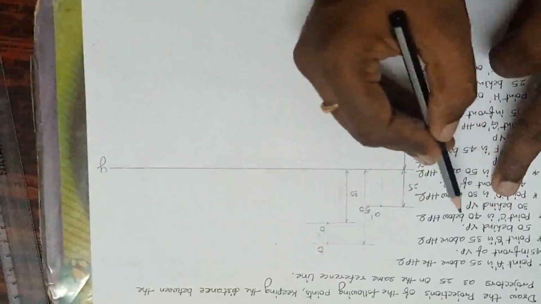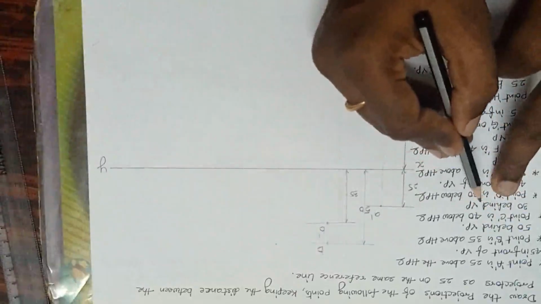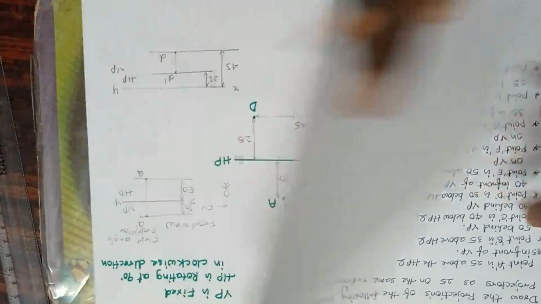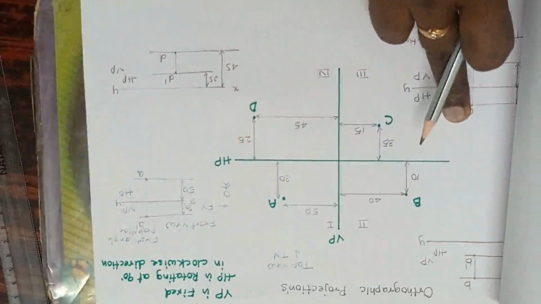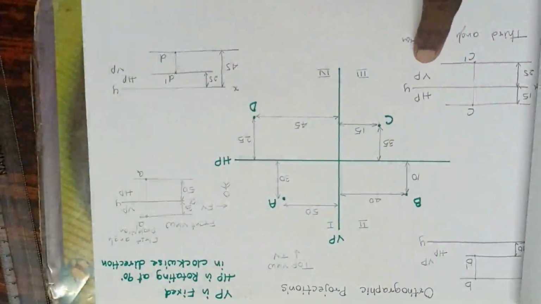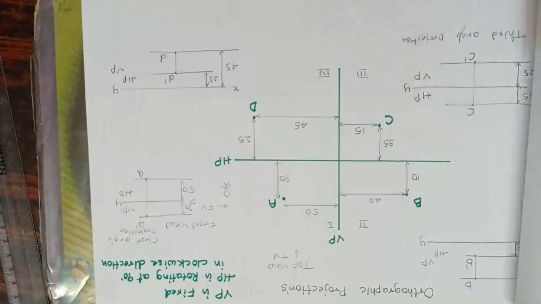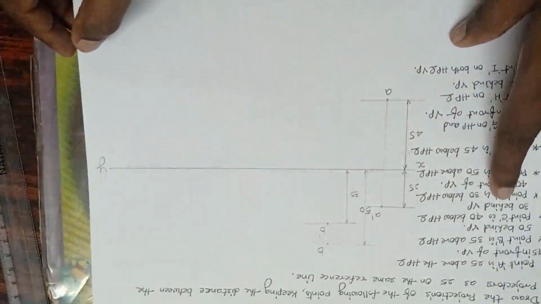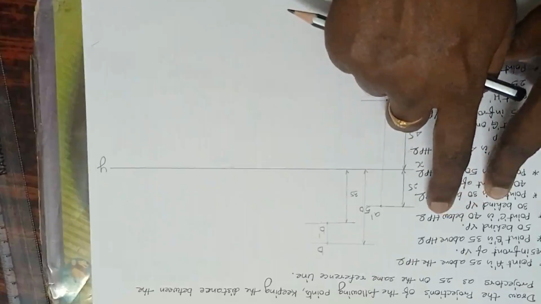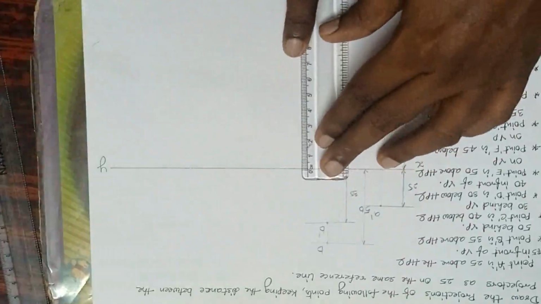Now let us come to the point C. Point C is 40 below the HP and 30 behind the VP, so it is falling in the third quadrant. According to the third quadrant, VP is below and HP is above, right? So distances are vice versa. 40 below the HP means it is falling on the VP. VP is below according to the third quadrant, so I'll draw below here.